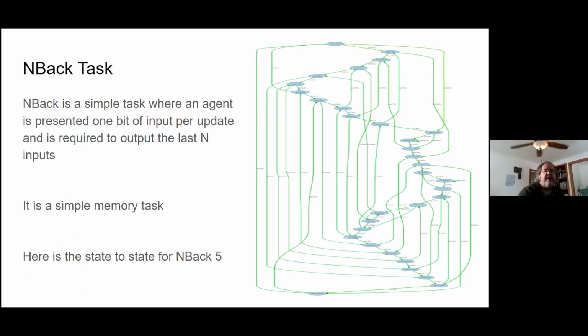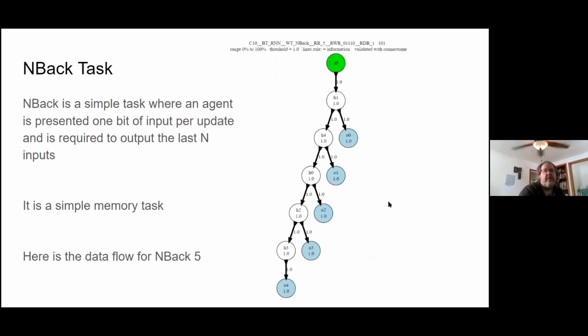Now, if we consider nback 5, which is what we're looking at here, I'm going to feed maybe 100 bits to the brain, but on every update, I'm going to ask the brain to tell me what the last 5 bits that I fed it were. And this diagram here on the right is the state-to-state transition for nback 5. It's really quite complex, and I don't want to do an analysis. I can simply do the data flow, and the data flow for that same brain, the one that made that state-to-state transition diagram, looks like this.